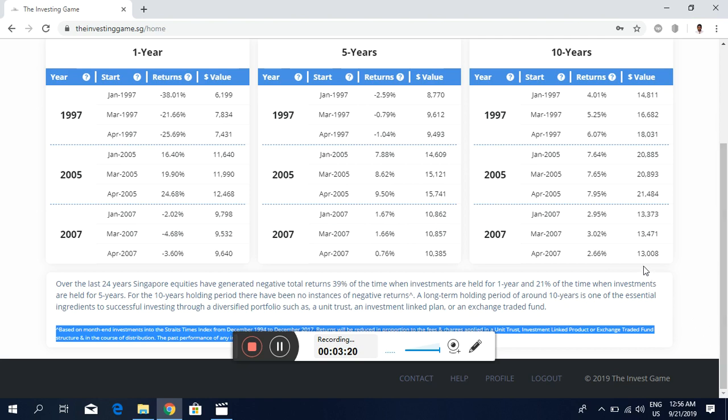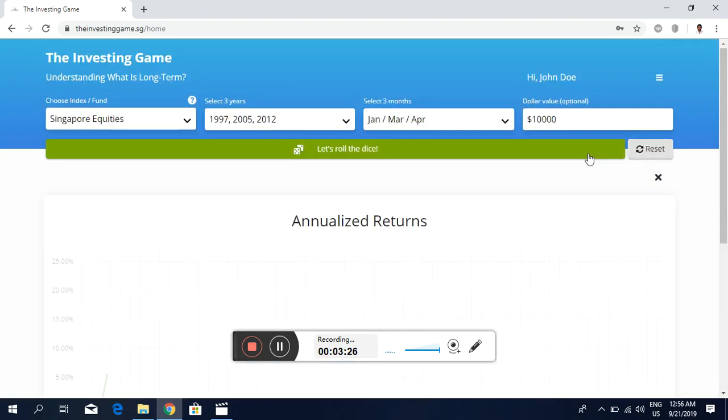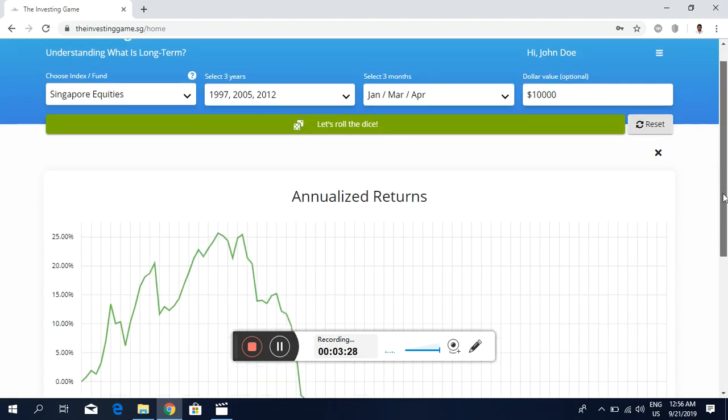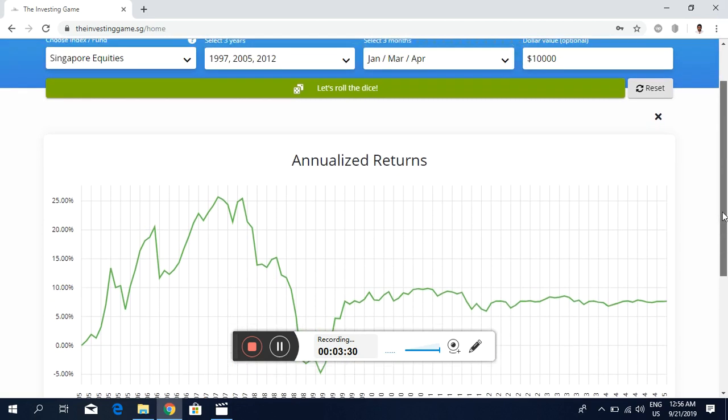The game also allows you to see the investment journey till the final returns were obtained. Please click on any of the returns to see this. To play the game again, please select the Reset button.